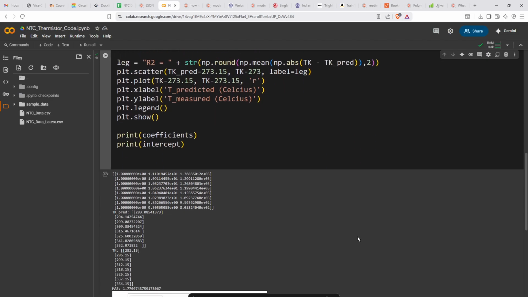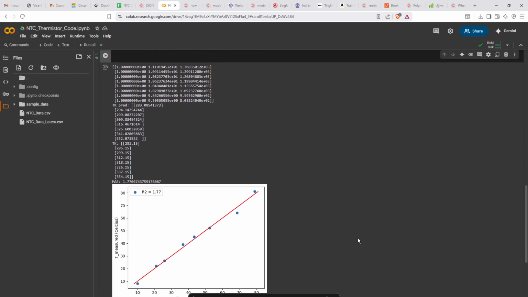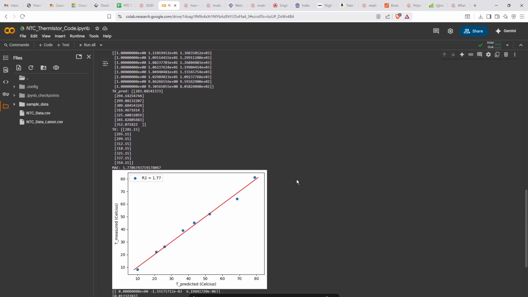Alright, so this is the data. This is the fit to the data. You can see it is not perfect, but I'm getting a mean absolute error in the prediction using this equation of 1.7 degrees. So I can expect to predict the temperature to within 1 to 2 degrees Celsius using the thermistor.